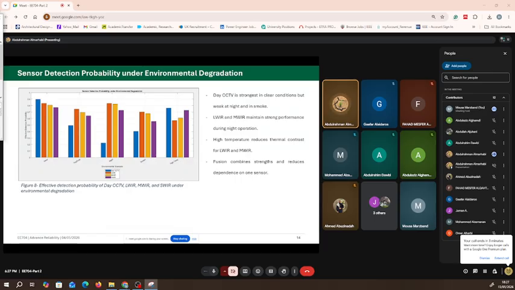Under high temperature, the performance of the LWIR and MWIR decreases because the thermal contrast between the target and the background is reduced. This figure supports the main reason for using fusion. Each sensor has different strengths and weaknesses, so combining them improves the robustness.